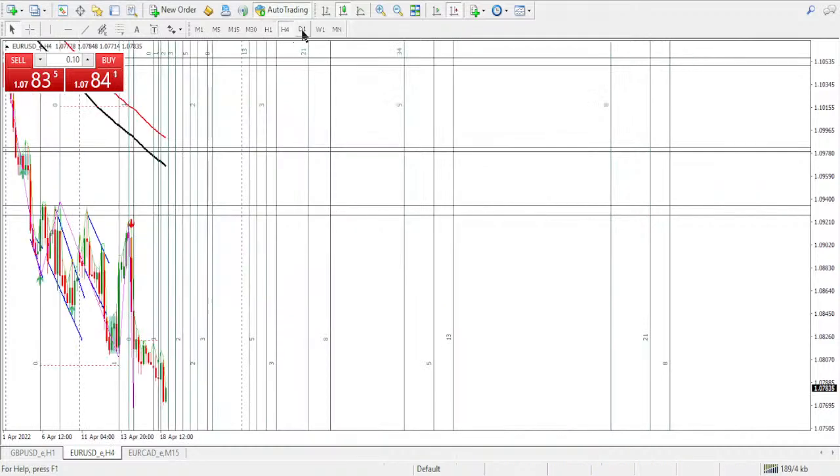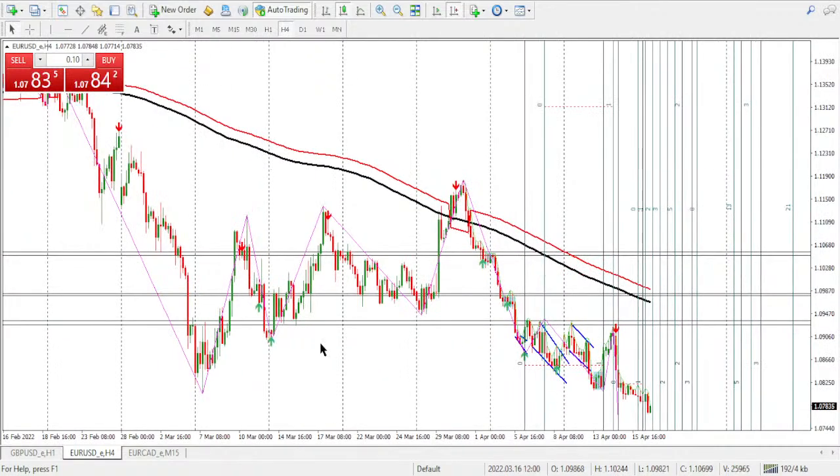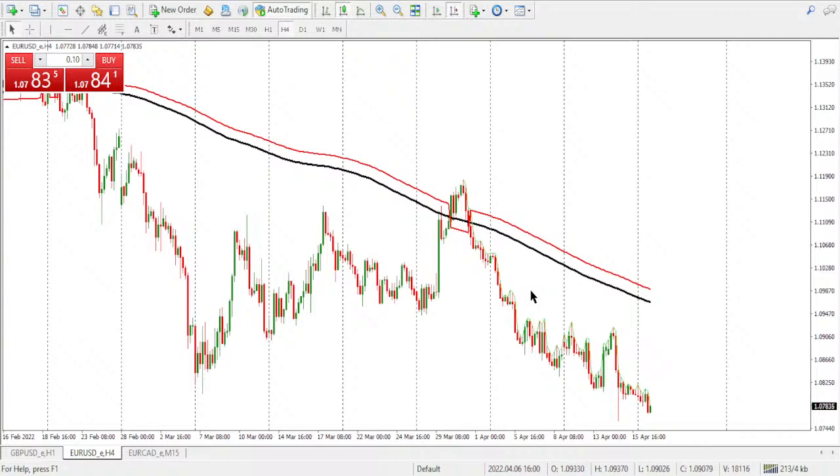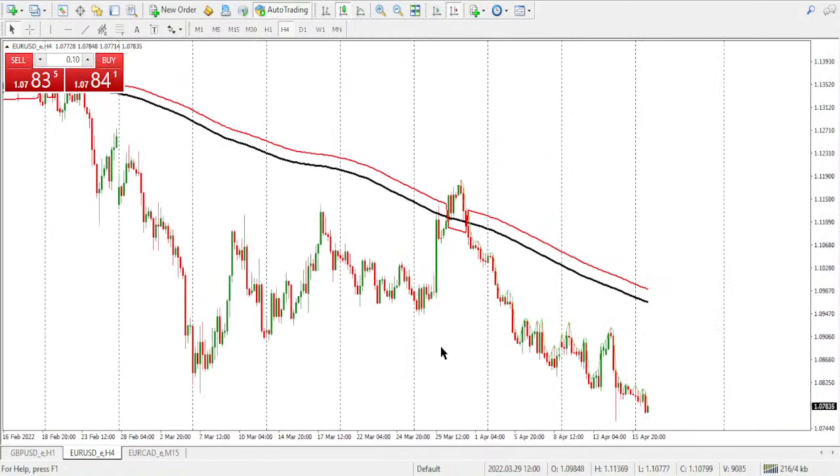Today, I want us to look at our charts from higher time frames, from the daily time frame. Let me remove these things on my screen. So, we are having a very clean chart. This is EUR/USD 4 hours.